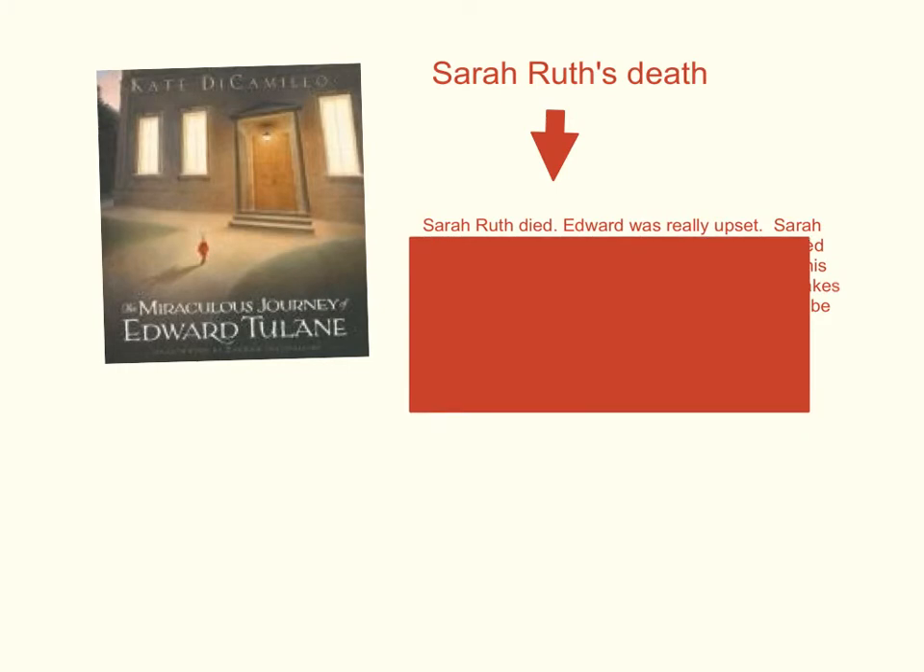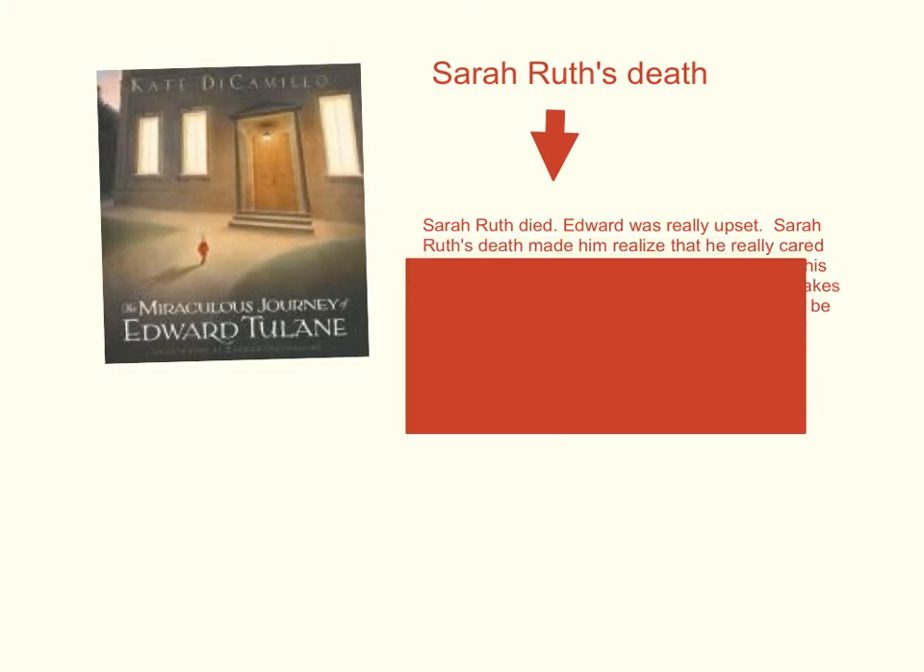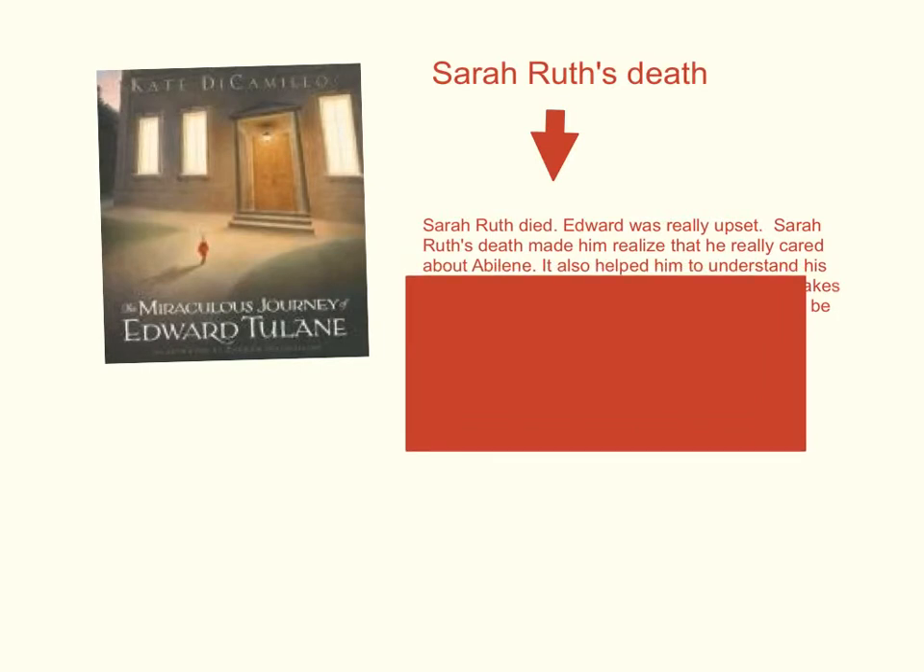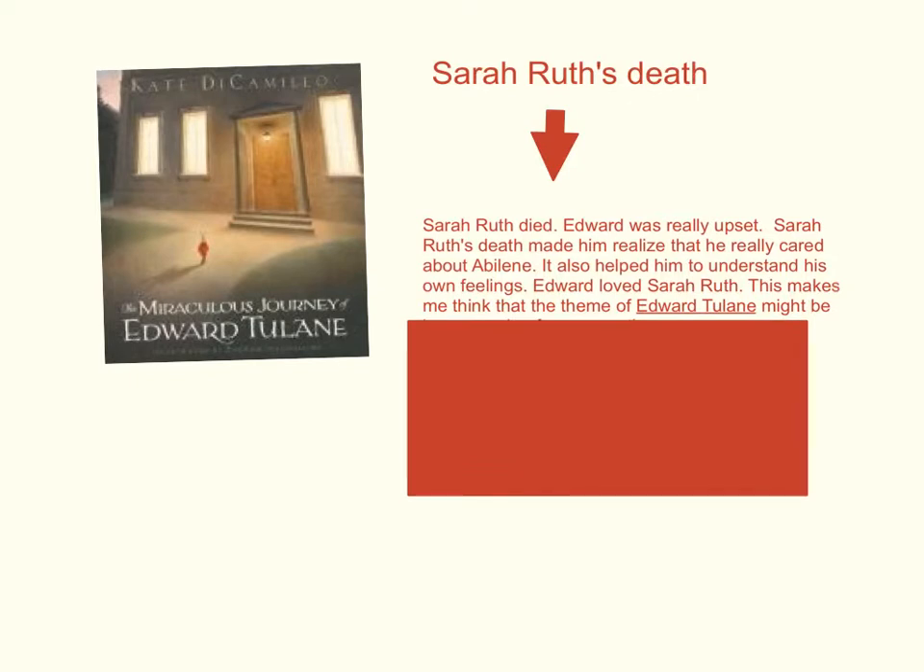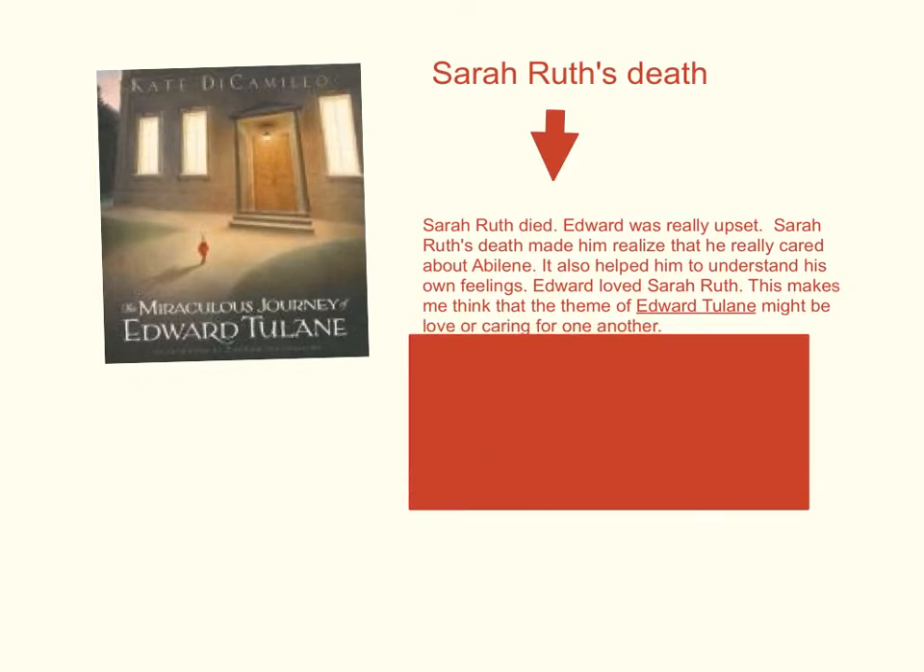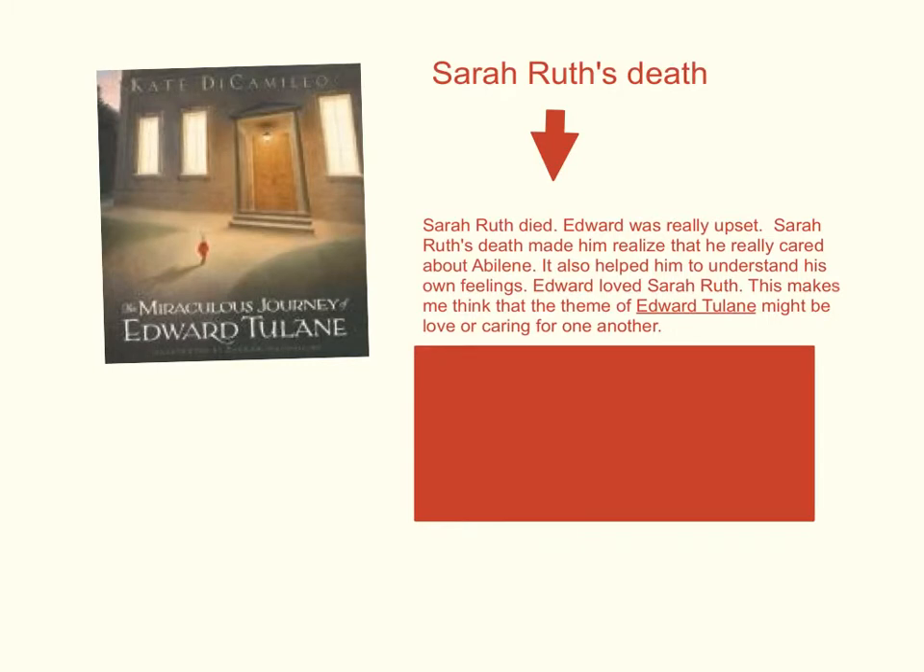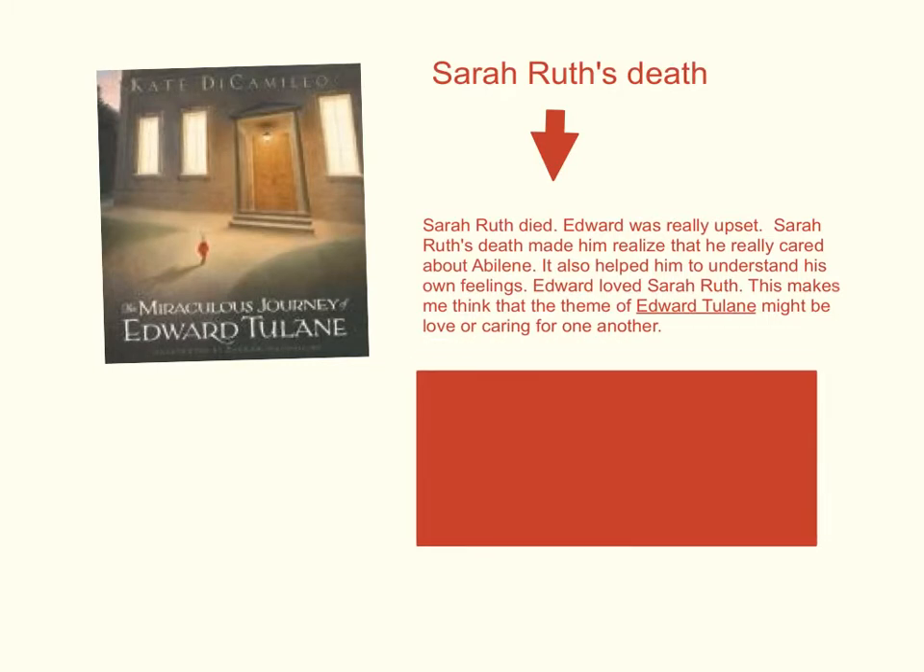Sarah Ruth died. Edward was really upset. Sarah Ruth's death made him realize that he really cared about Abilene. It also helped him to understand his own feelings. Edward loved Sarah Ruth. This makes me think that the theme of Edward Tulane might be love, or caring for one another.